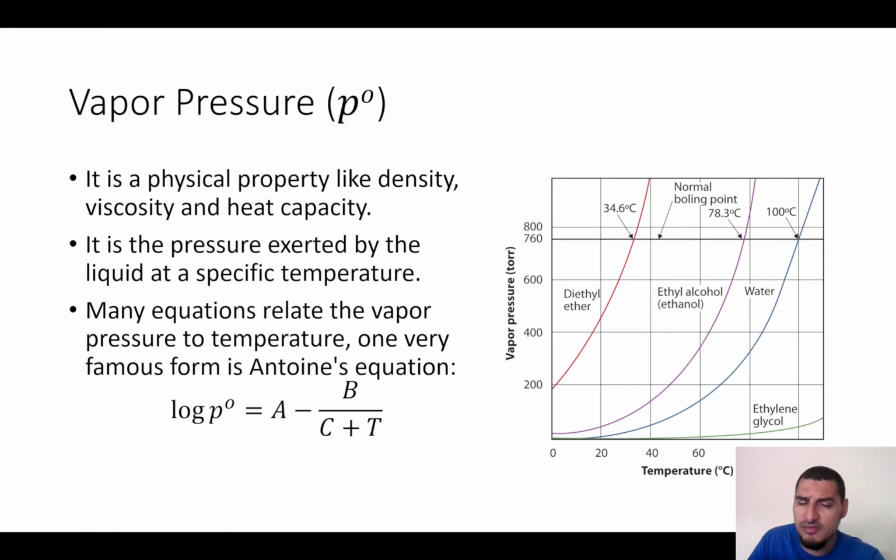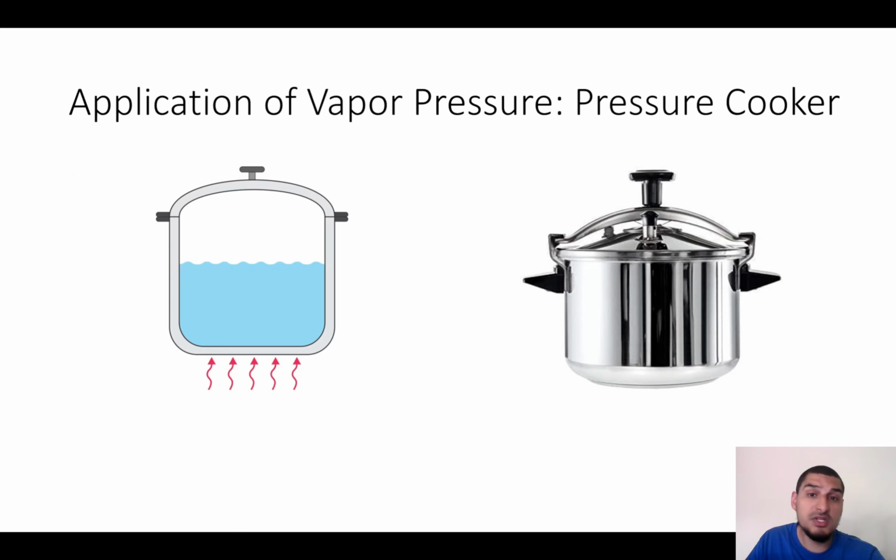So the vapor pressure is a very, very important parameter that we need to understand well. There are many applications of this. One of them is something that we see at home, which is the pressure cooker. The pressure cooker is one of the things that we have in the kitchen, and it's used to cook food that is hard to cook. So it increases the rate of cooking food. And there is a scientific basis for this pressure cooker.